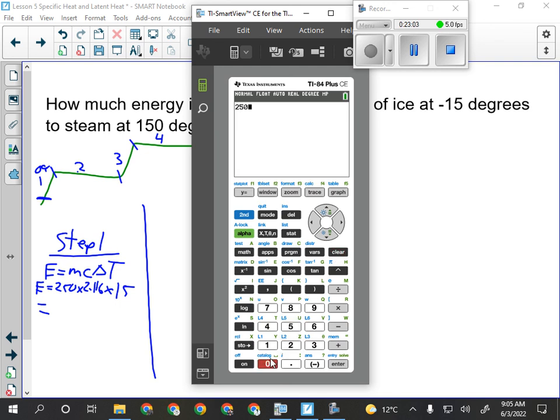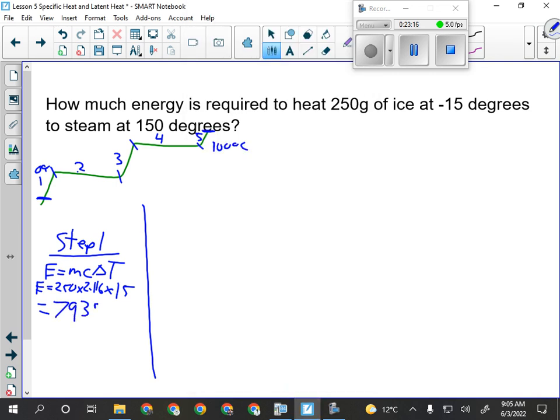So 250 times 2.116 times 15. That's going to require 7,935 joules. Now, step 2. In step 2, we're melting the ice. What's the temperature change during step 2? 0. So can I use mc delta T? No, because it'll tell me that no energy was required, and that's not true.